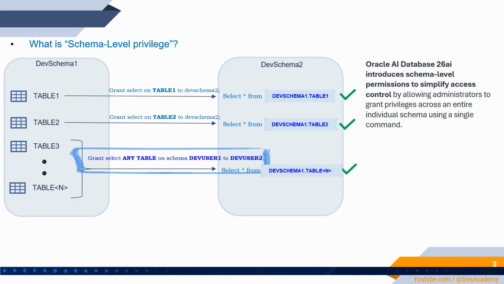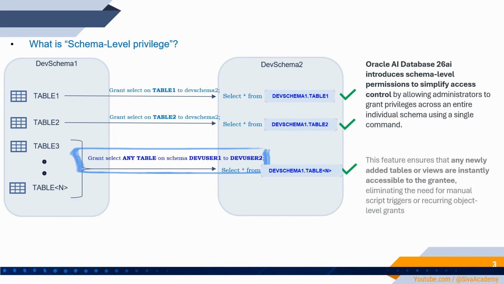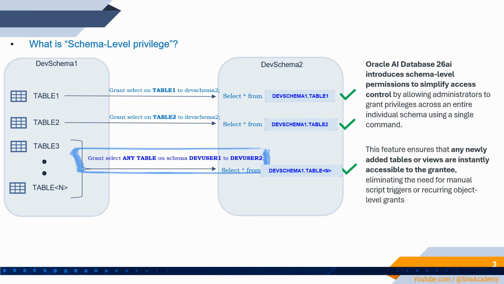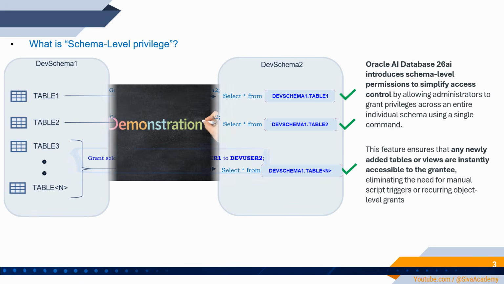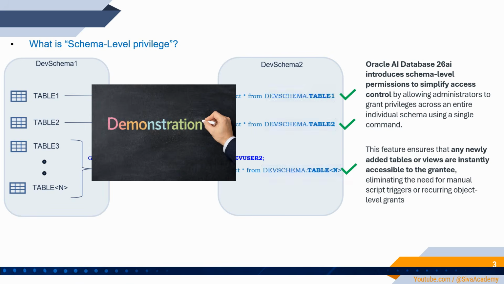So here is a simple documentation for understanding. Starting from Oracle 26 AI onwards, we will have a schema level privilege which simplifies the access control by allowing the administrator to give privileges across the entire schema rather than at an object level. So it is at a schema level. This feature ensures that when any new table is created, access is instantly given to the other schema, thereby eliminating the need for a manual script or a trigger or to reconcile the information. Let me quickly show you a demonstration to understand this concept.